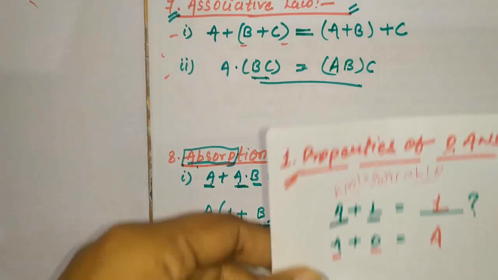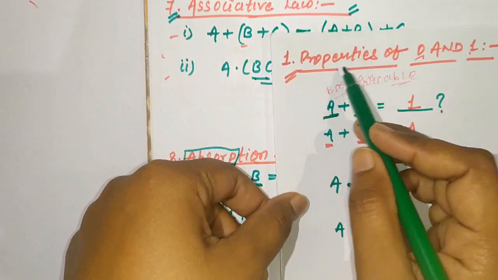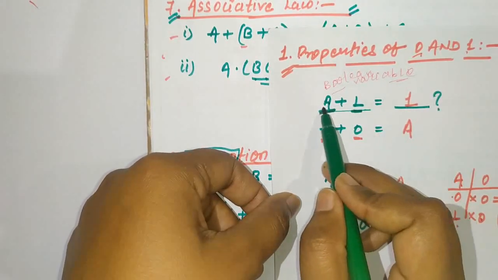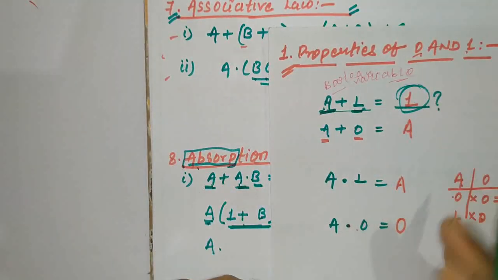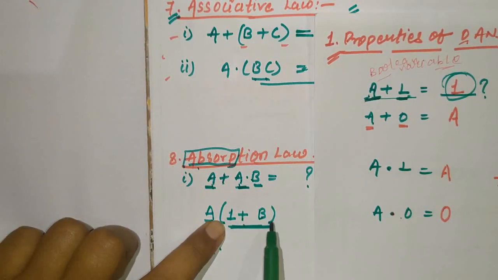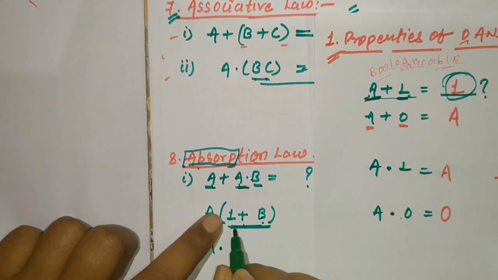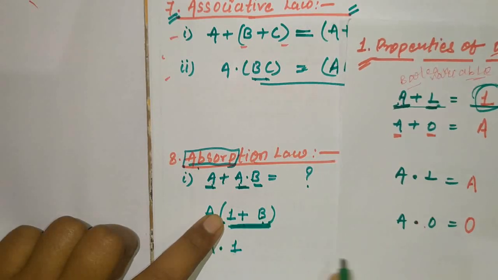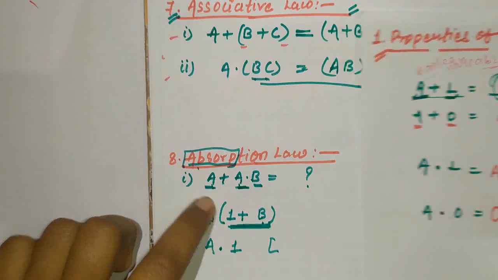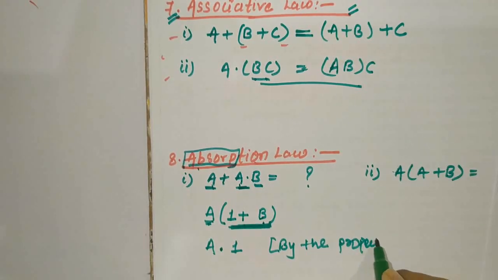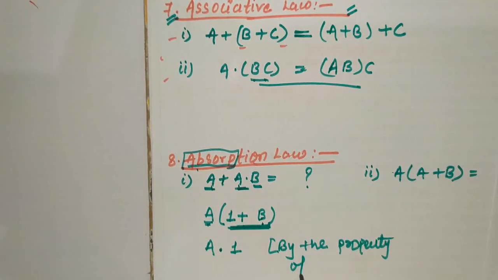Let's see what the property of 0 and 1 is. The property of 0 and 1 means that if we add any variable with 1, the output is 1. Here also 1 is added with a variable, so the output of this value is 1 by the property of 0 and 1.